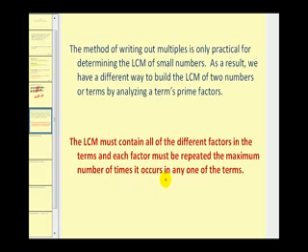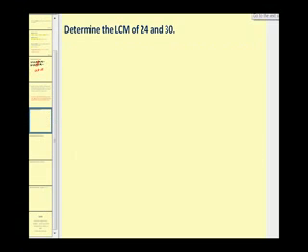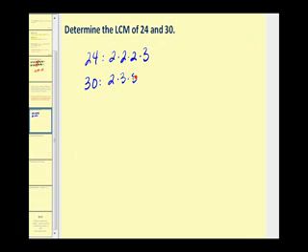So what we'll do is find all of the prime factors that occur in each of the numbers, and then use it the maximum number of times it occurs in any of the terms' prime factorization. Let's go ahead and give it a try. We want to determine the LCM of 24 and 30, so we're going to write out the prime factorization of each of these. Well, 24 is 8 times 3. I know 8 is 2 times 2 times 2. 30 would be 6 times 5, and 6 is 2 times 3.